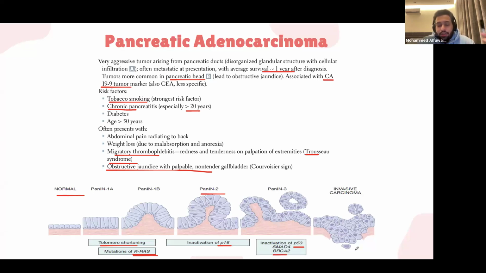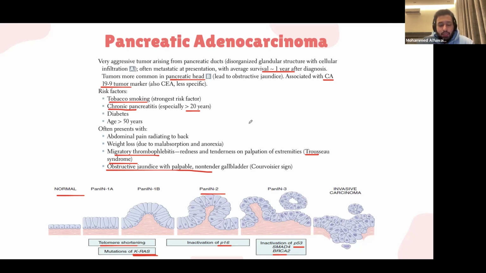Why is this important? There are certain tumor syndromes, such as BRCA2, which is important when we come to the breast later on. Pancreatic cancer can come with it. So BRCA2 mutation is associated with pancreatic adenocarcinoma and breast cancer, when we get to the breast later on. So tumor syndrome is a risk factor for pancreatic adenocarcinoma.